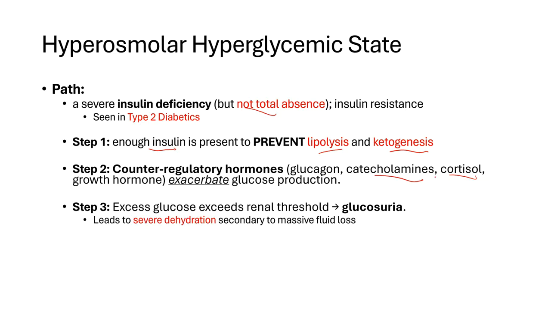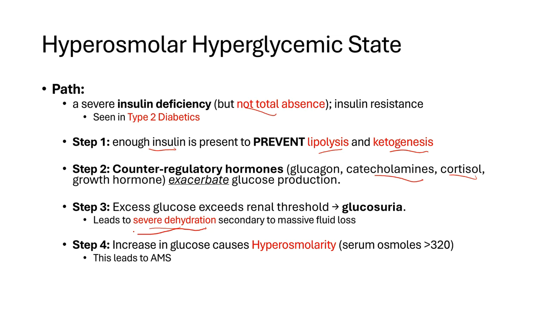Step 3 is this excess glucose production crosses the renal threshold. With that goes glucose. With that goes water. That leads to severe dehydration. And then, of course, step 4, the significant increase in glucose causes hyperosmolarity. We'll typically see very concentrated serum osmoles here due to this increase in glucose, greater than 320. In DKA, we expect this value to be less than 320. And this leads to symptoms such as altered mental status. The symptoms and the complications are due to this. This hyperosmolarity causes a lot of these symptoms to occur.